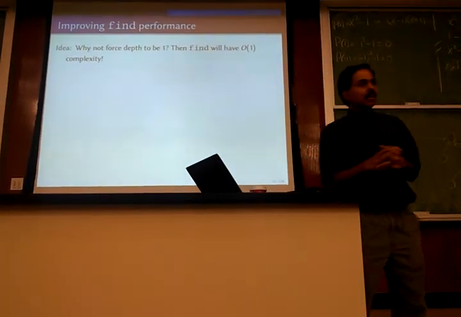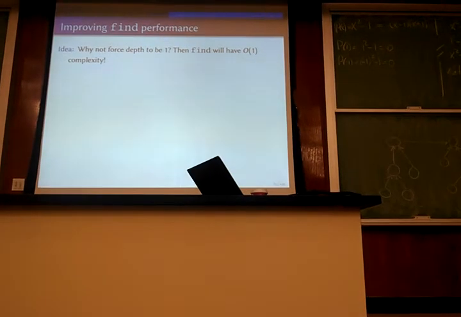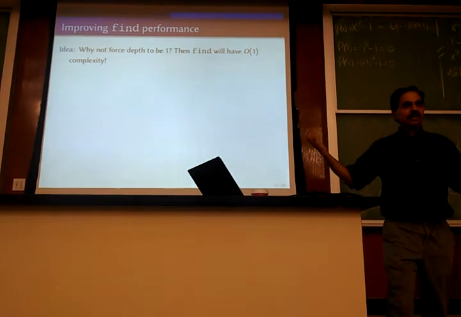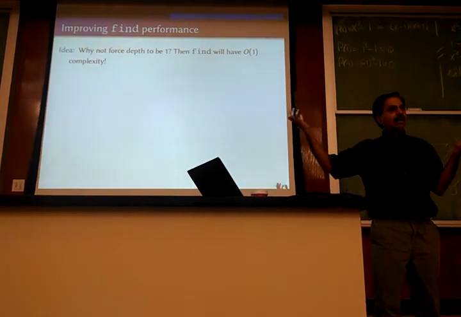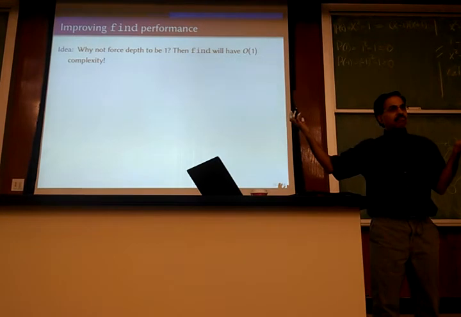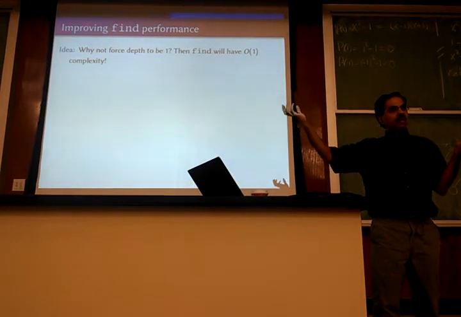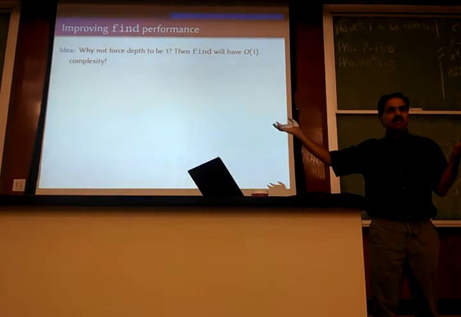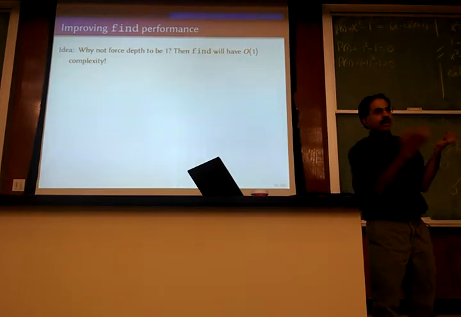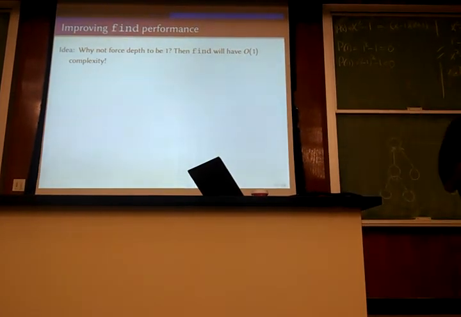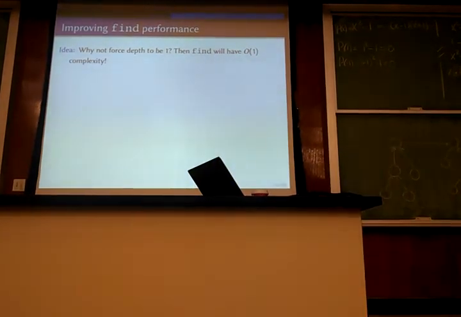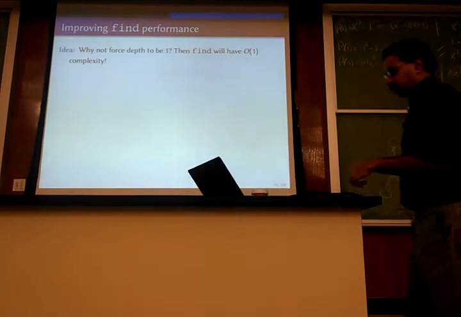Well, the trouble is, of course, unions become difficult, right? Because if you have to take the union of two sets, well, there are n children of the root in one set and m children of the root in the other set. Now you have to take all these m children and point them so that they point to the root of the new one, right? So unions become expensive.